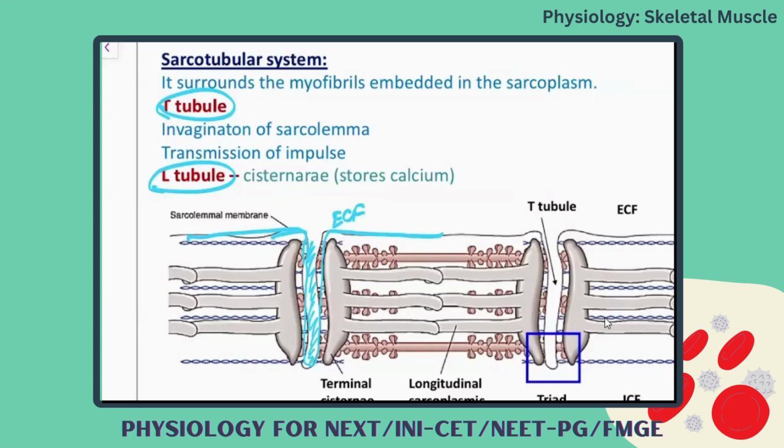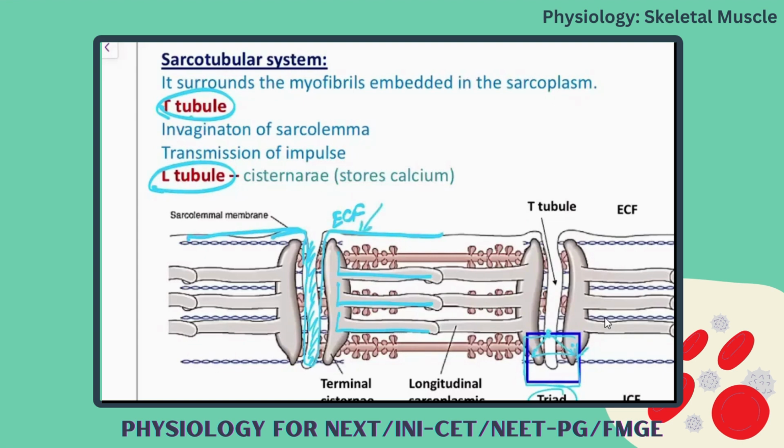And this is the L tubules, L-shaped tubules. This is called the L tubules. And at a specific point, you can see the junction of one L tubule, another L tubule, and the T tubule. This is called a triad, where the L tubule and the T tubule connect together. Clear? So mainly the T tubule acts as a signal transmission.